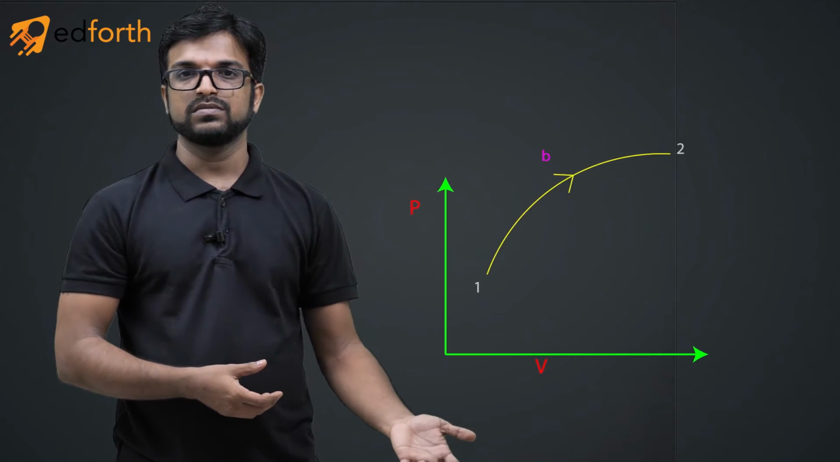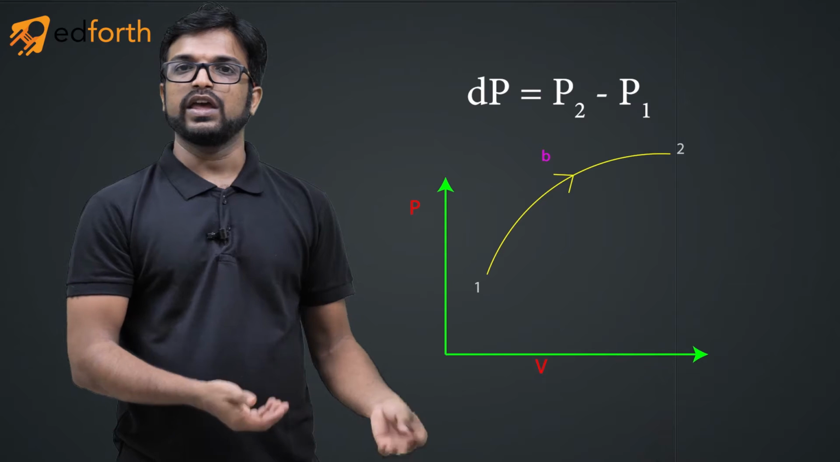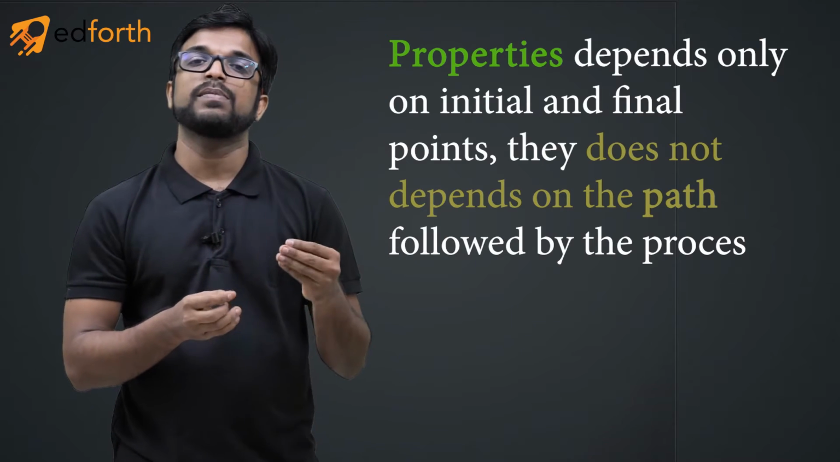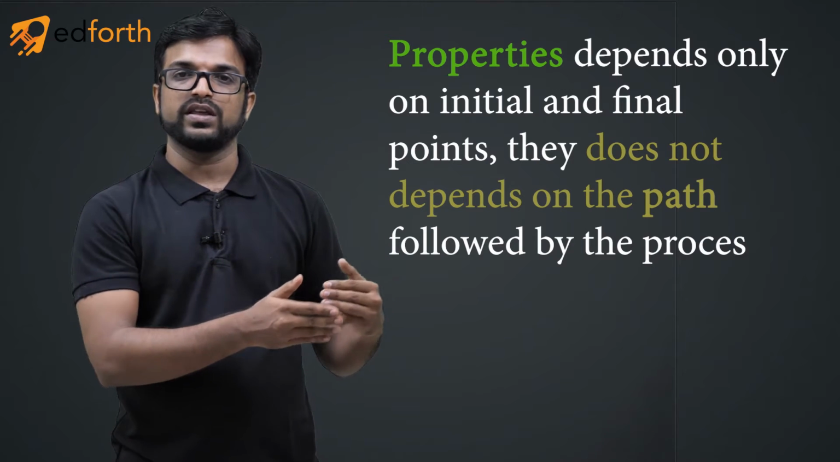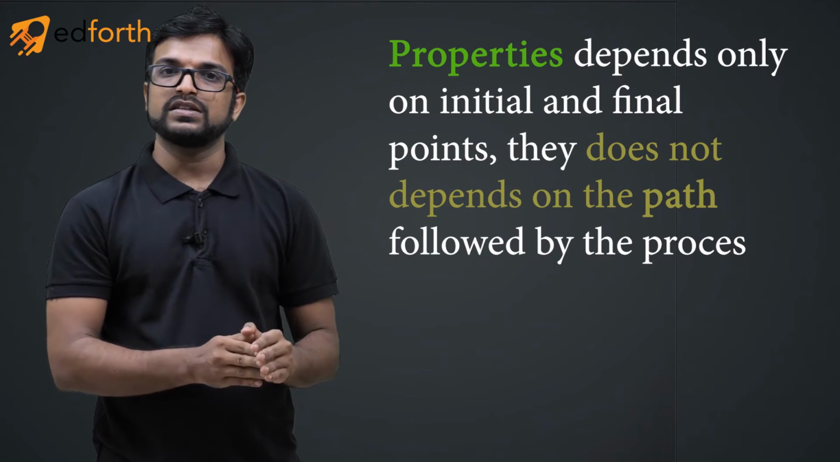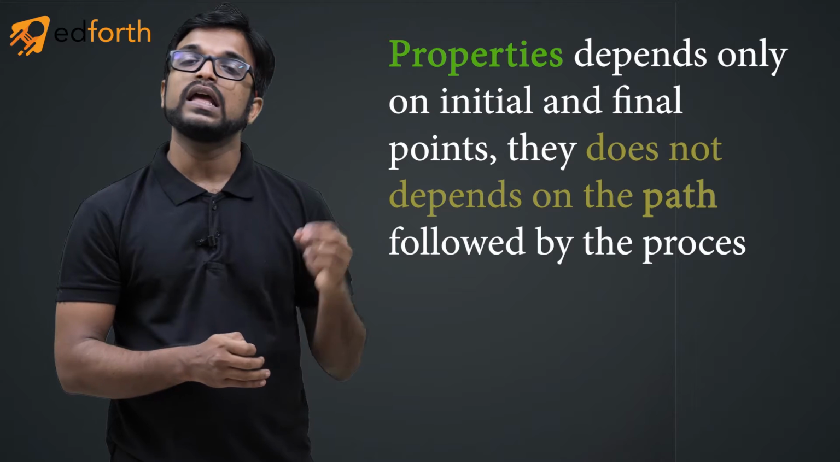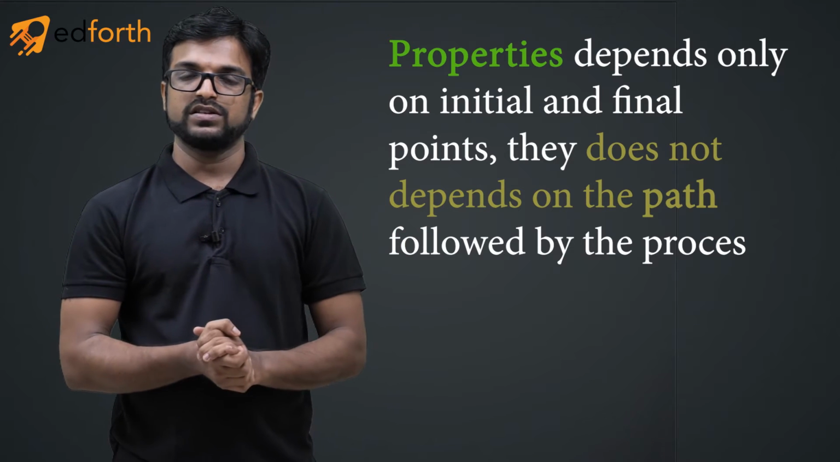Let me ask you another question. What is a change in pressure for 1B2? Same, right? P2 minus P1. Even though the paths are different, since endpoints are the same, the change in pressure will be the same. That is for the properties. Properties depend only on the endpoints. It does not depend on how the path is going. Fine. So all the property changes depend only on initial and final points.